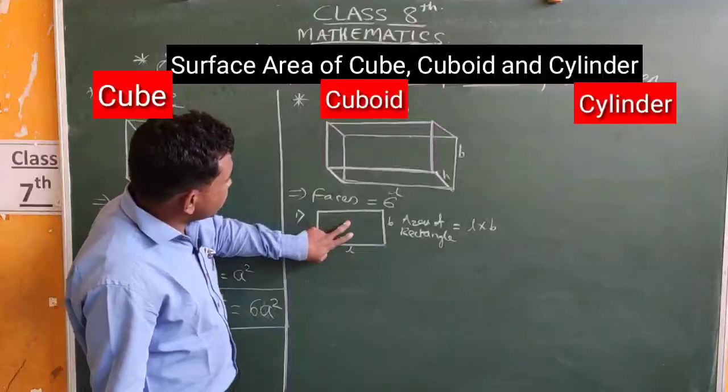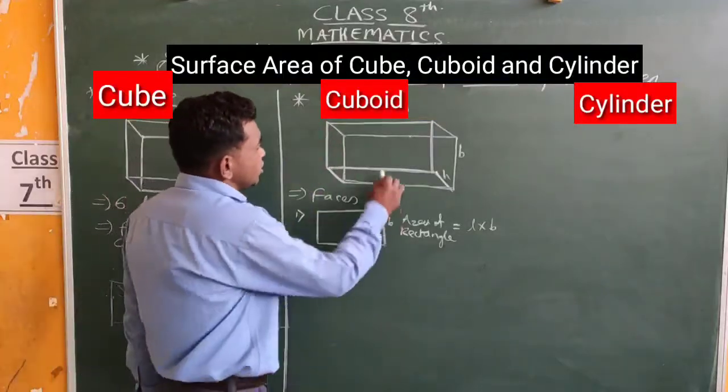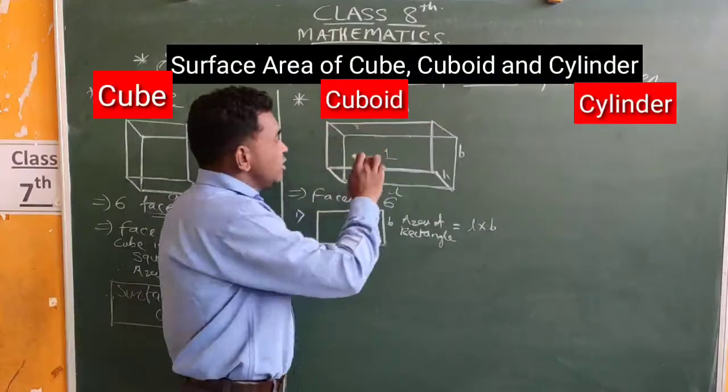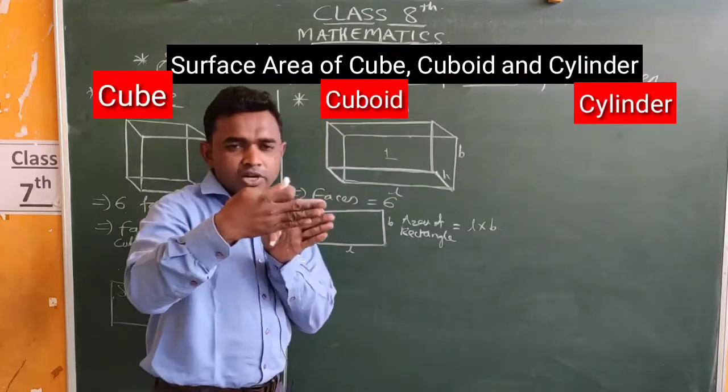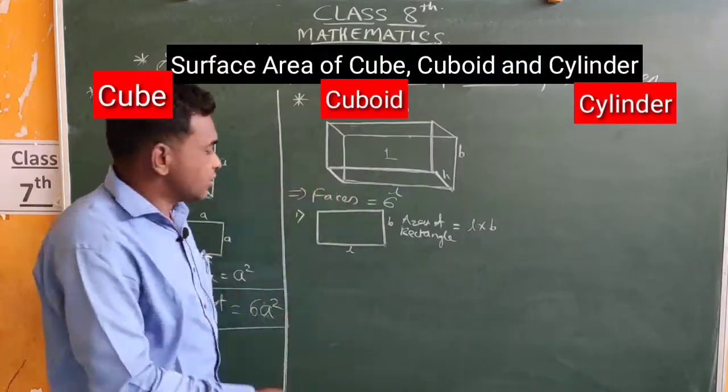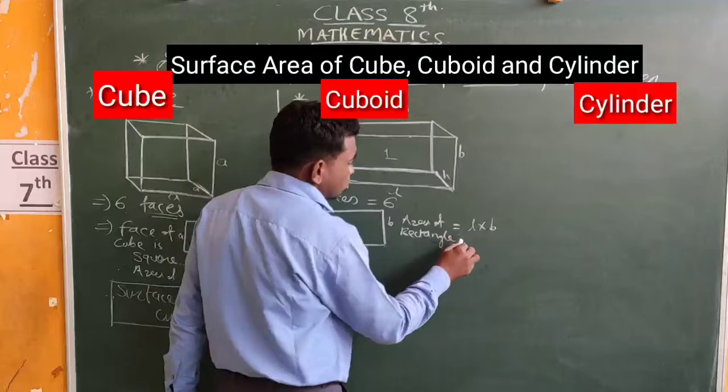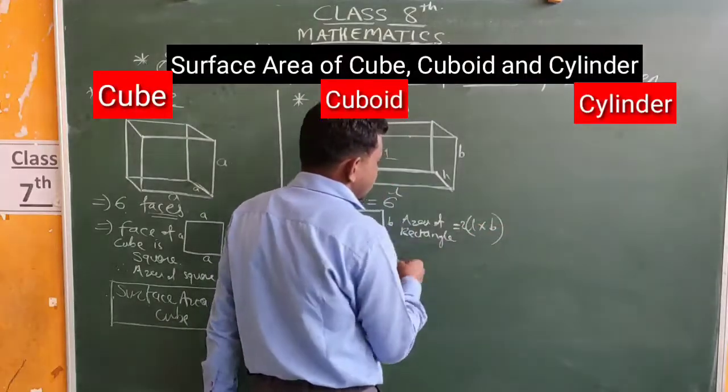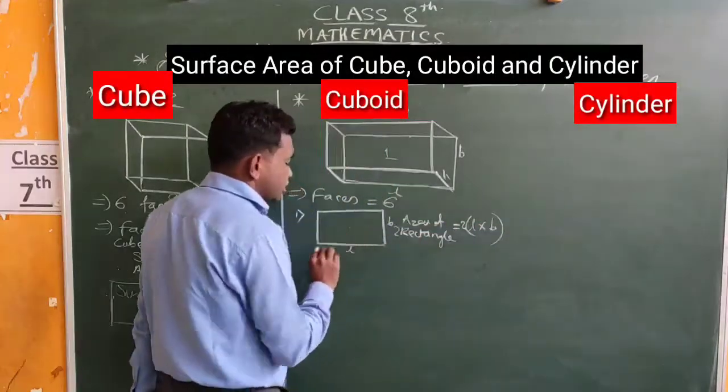And this type of face is two faces, meaning this is the first one and this second one is the two, meaning the front face and the back face. So therefore this is the total area, meaning the area of the two rectangles.